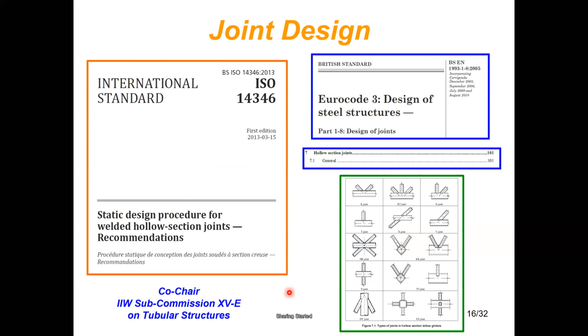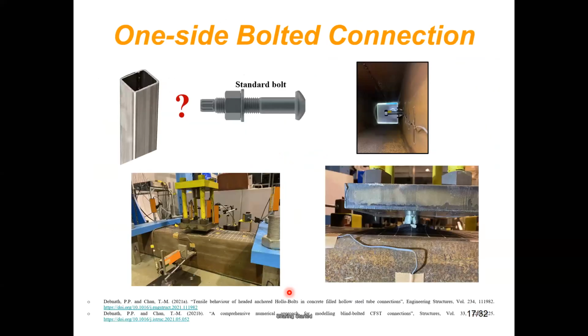For example, the ISO welded hollow joint, they focus on different failure modes of the different configurations, and so on, on the right-hand side part. So it's beautiful, all these design rules there. And then the question you will ask is, everything we use is for the welded joint.